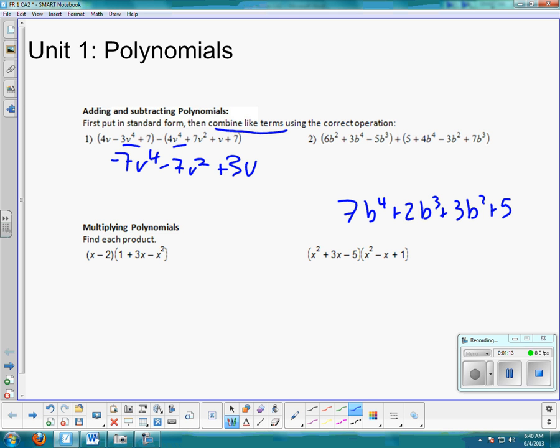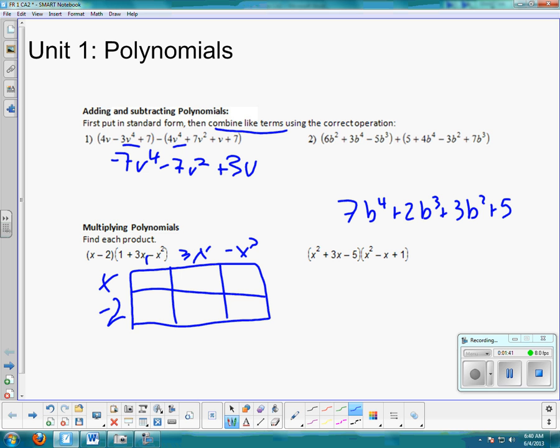For the second thing, we multiplied our polynomials, and so we had a lot of ways to organize that. I predominantly used that area method, so I made a box, and on one side of the box I wrote x minus 2, and on the other side of the box I wrote 1, 3x, and negative x squared.